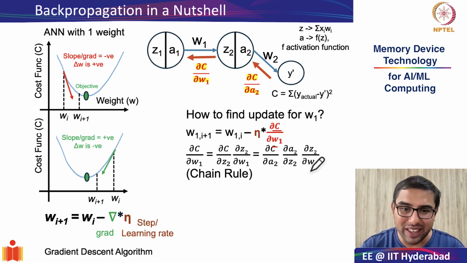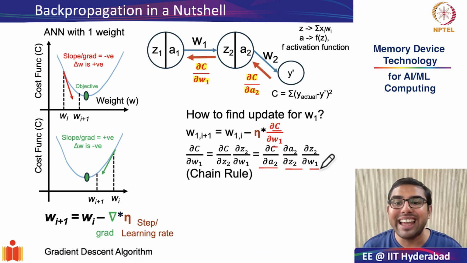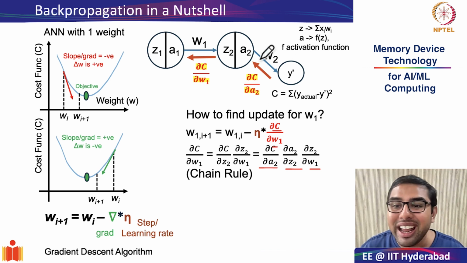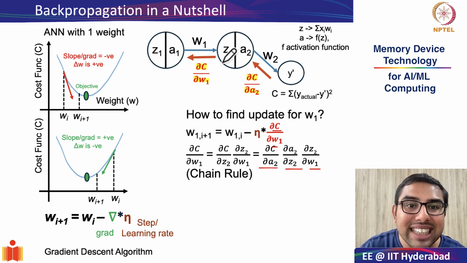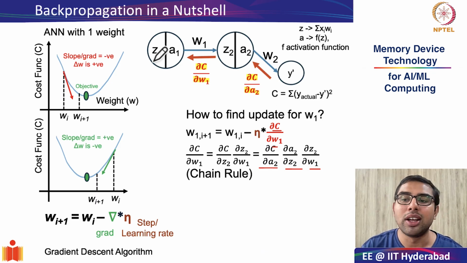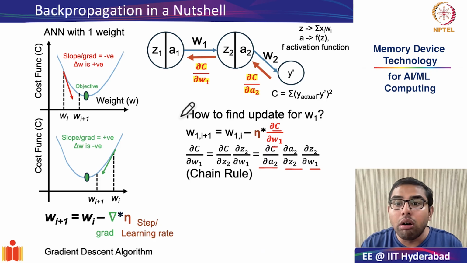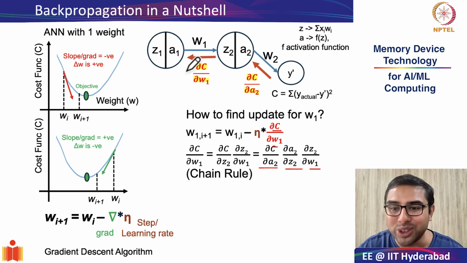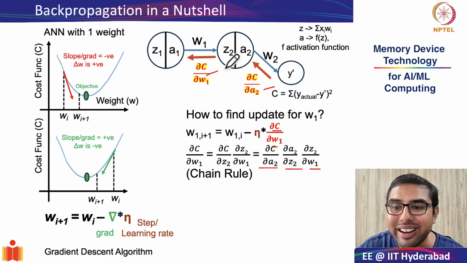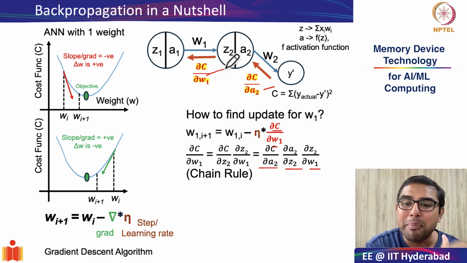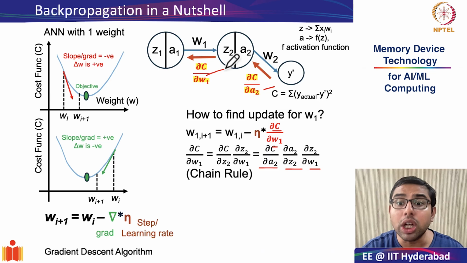So each term, if you see over here, is basically indicating how one quantity changes with respect to the one before it. See, C is depending only on A2, whereas A2 depends on Z2, and finally Z2 depends on W1. And multiplying all of them together links the output error C all the way back to the weight W1. And that is why these red arrows that you see in our particular diagram show that the error is actually propagating or flowing backwards. This is where the word backpropagation comes from.